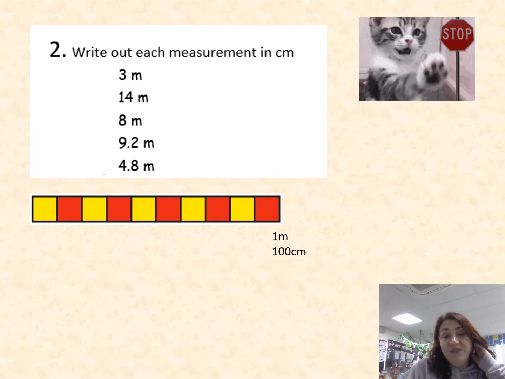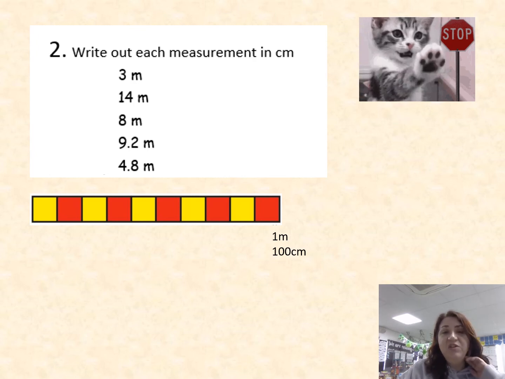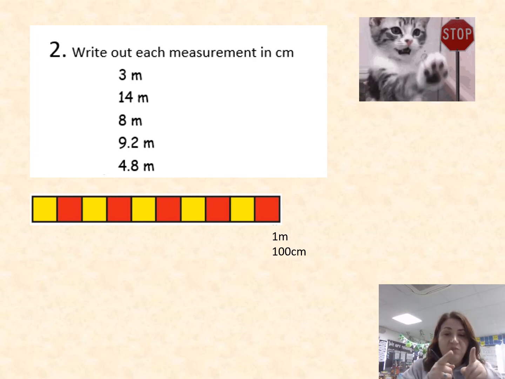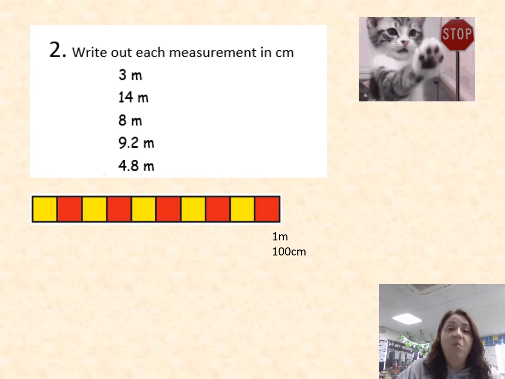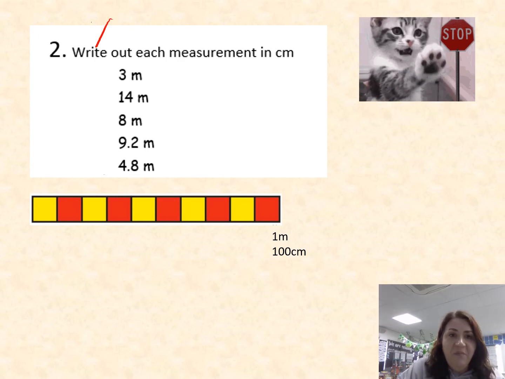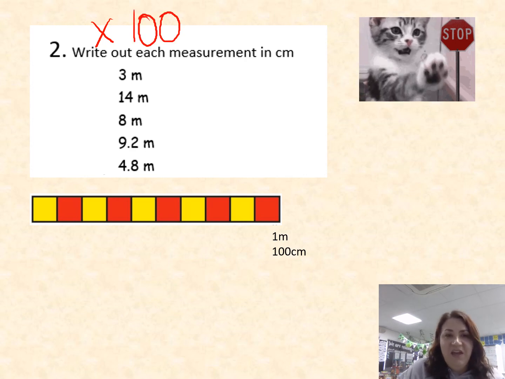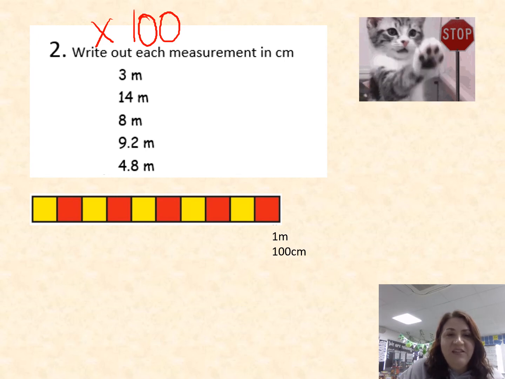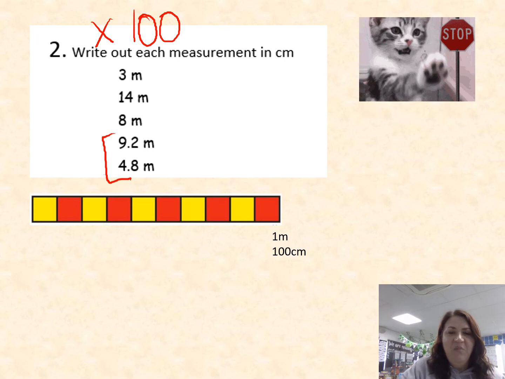Okay, now you're going to have a go at the opposite. So because we're going from a bigger unit to a smaller unit, this time I want you to multiply by how many? 100, because there are 100 centimetres in a metre. So have a go at these. Those bottom two do have decimals, so be careful with those. Pause and have a go at those ones.